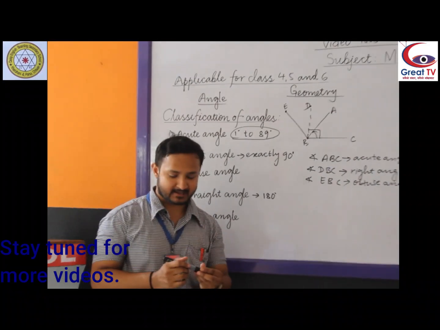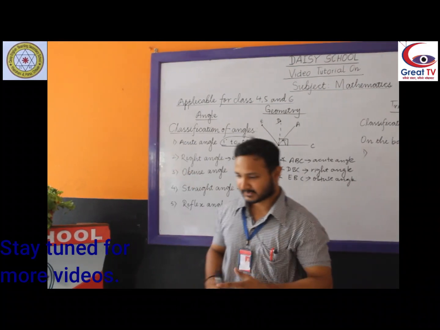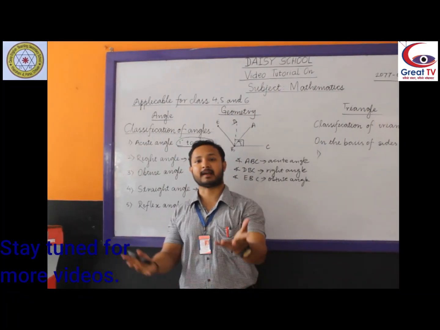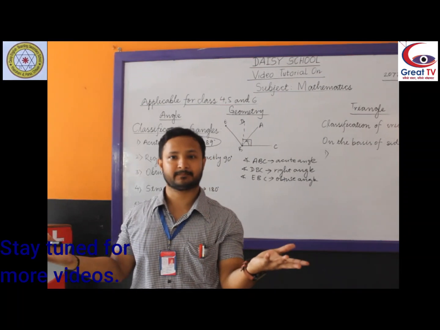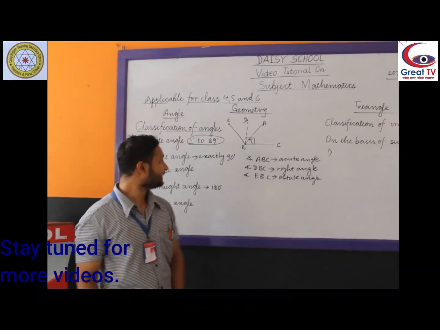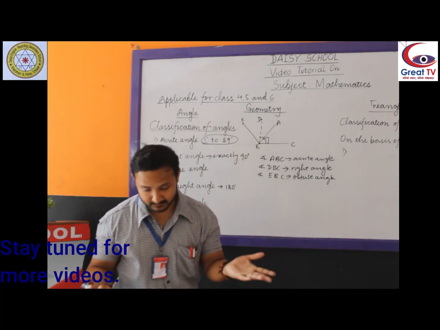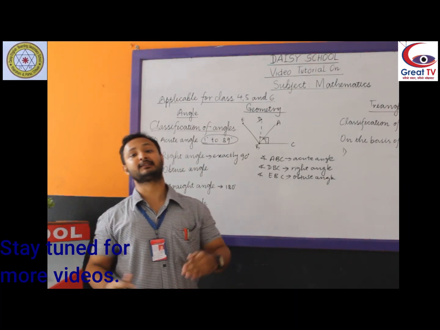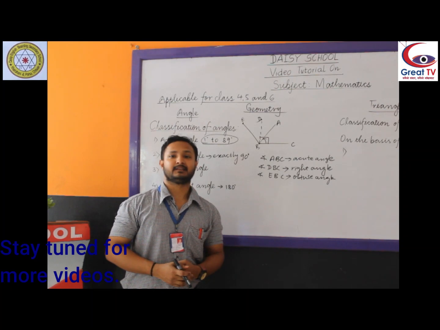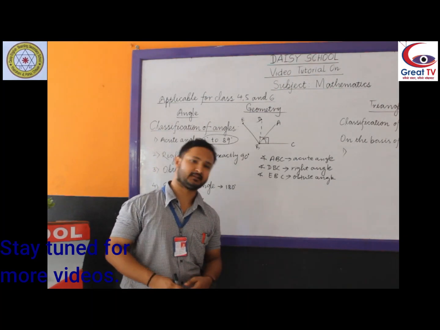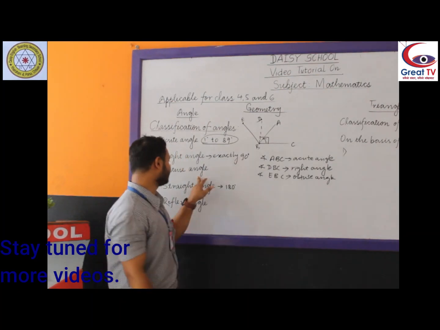So, if we are asked in examination to define obtuse angle, then how would you? Very easy, isn't it? We have to tell the angle which is greater than right angle or 90 degrees, and also less than straight angle or 180 degrees. That is called obtuse angle.